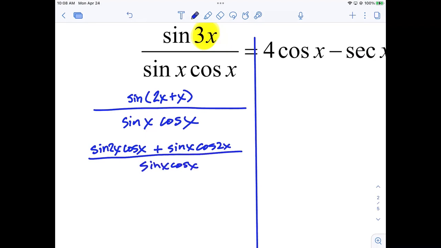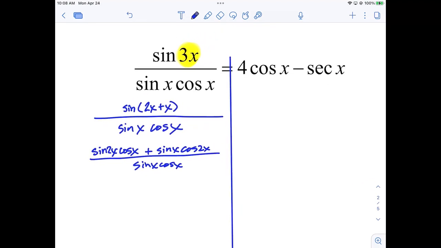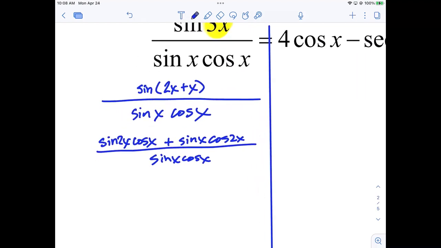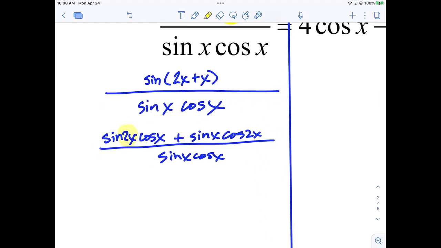Now you look at the right side and you're like, hey, we're almost there. Right? We're getting closer. But you know what we still have? We still have double angle here and double angle there. That's no bueno.